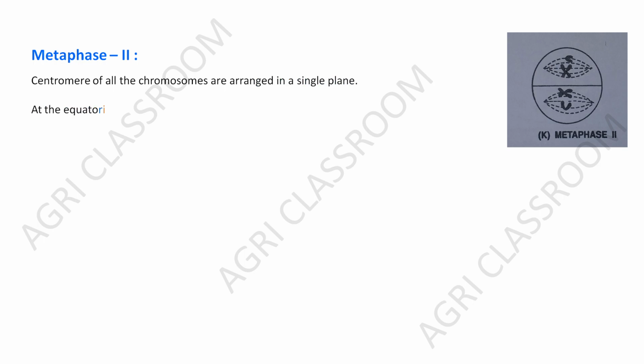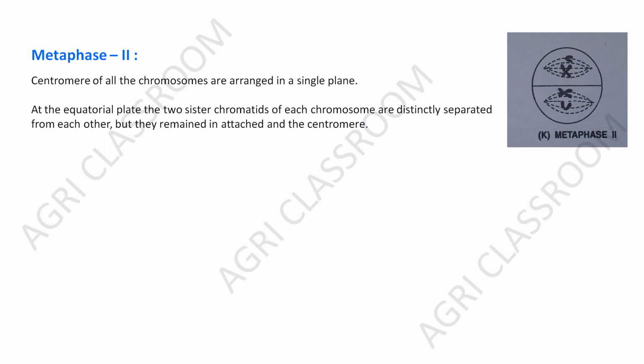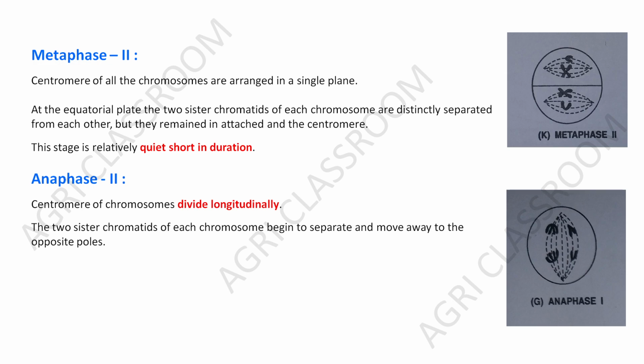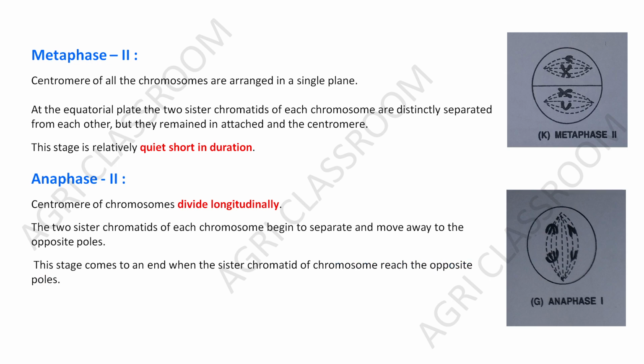Second metaphase. Centromeres of all the chromosomes are arranged in a single plane. At the equatorial plate, the two sister chromatids of each chromosome are distinctly separated from each other, but they remain attached at the centromere. This stage is relatively quite short in duration. Second anaphase. Centromeres of chromosomes divide longitudinally. The two sister chromatids of each chromosome begin to separate and move away to the opposite poles. This stage comes to an end when the sister chromatids reach the opposite poles.